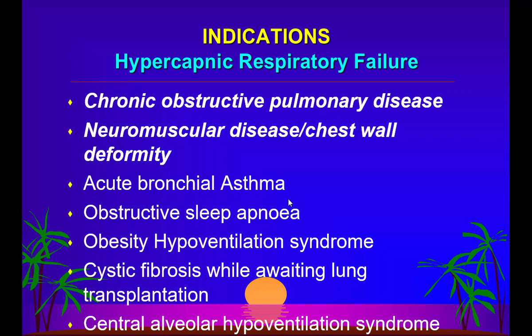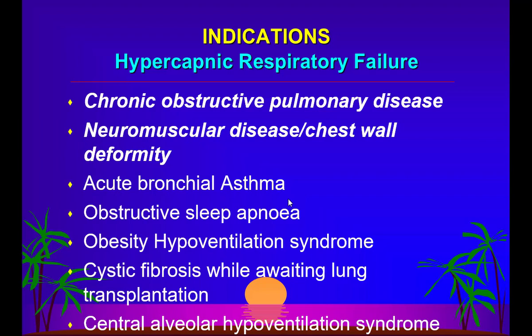So one foolproof, proven indication of BiPAP or non-invasive ventilation is when there is COPD exacerbation with hypercapnic respiratory failure. Then many patients with neuromuscular disease and chest wall deformities, because they are again hypoventilating, it will be useful. Acute bronchial asthma is something tricky. Right? These patients do not have a problem of ventilation. These patients basically have a problem of bronchospasm. They need bronchodilators. They want relief of their inflammation.